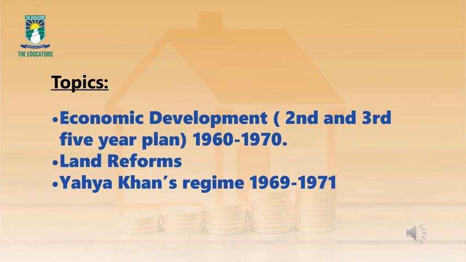Today we will cover 3 topics from chapter number 4. Topic 1 is Economic Development, Second and Third 5-Year Plan 1960 to 1970. Second topic is Land Reforms. Third topic is Yahya Khan's regime 1969 to 1971.